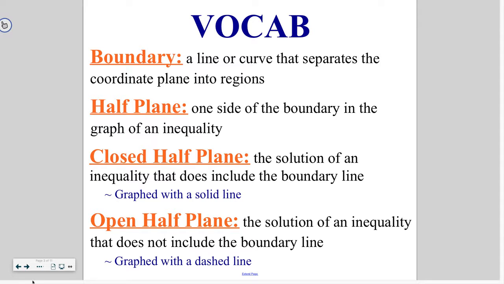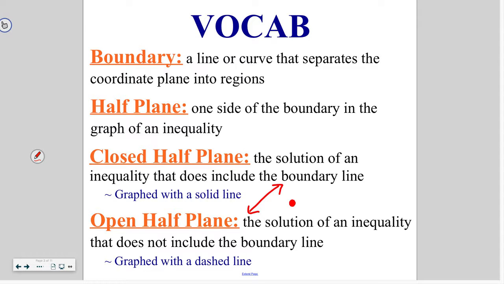When we have a closed half plane, that means the solution includes the boundary line. So any point on the line is part of our solution. In order to indicate this, when we graph, we're going to graph a solid line, so a straight line. This is similar to when we were graphing with one variable, that closed dot.